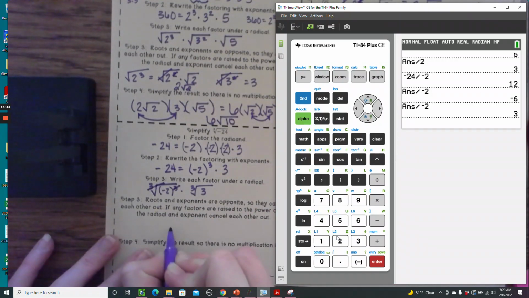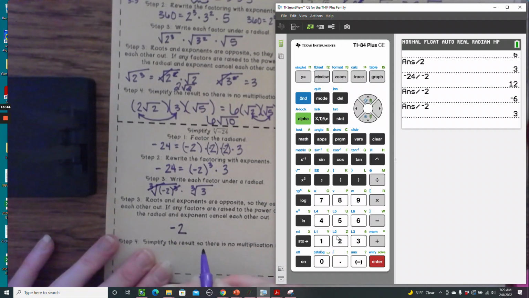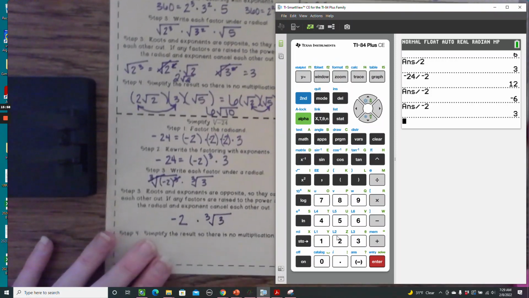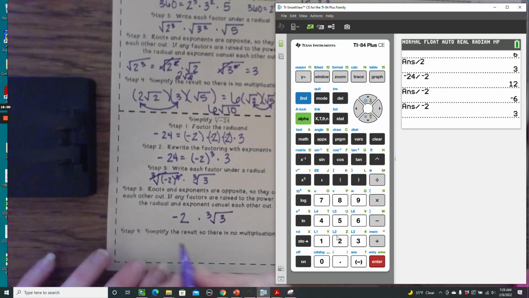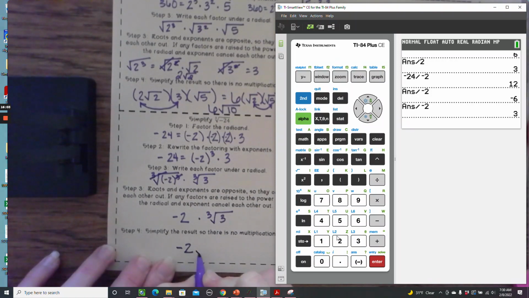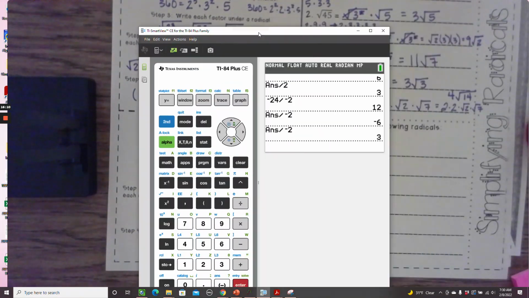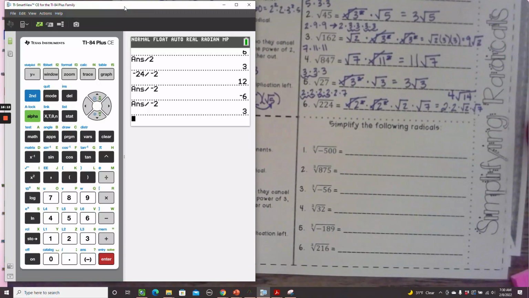So I'm left with a negative 2. Well, I canceled it up here. I should have canceled it down here. But I'm left with a negative 2, and I'm left with a cube root of 3. So how I combine all that, I just smush everything together. So remember, with negatives, a cube root will get rid of a negative. You just have to have 3 of those negative signs.